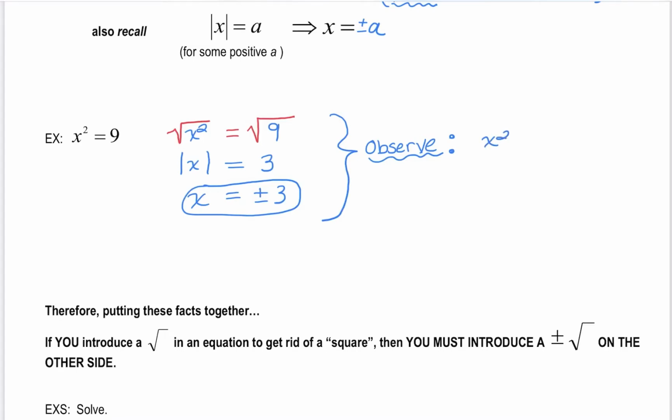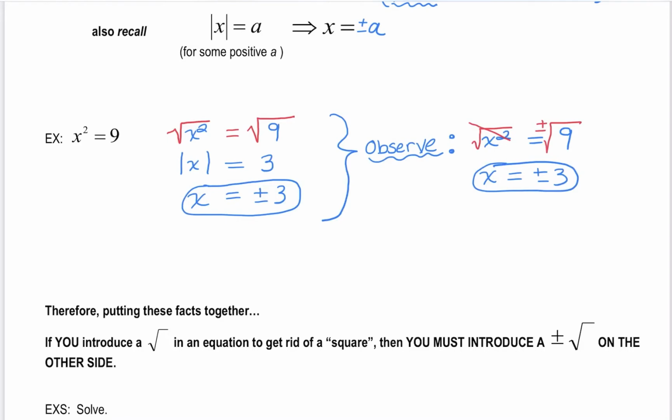If I am solving an equation, and obviously x has the potential to be positive or negative, and if I introduce the square root to get rid of a square, I'm going to skip the middle step, and I'm just going to introduce the plus or minus with that square root. So what we get then is x is equal to both the plus and minus 3. We're just going to make this observation this one time.